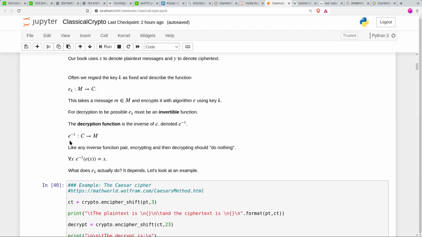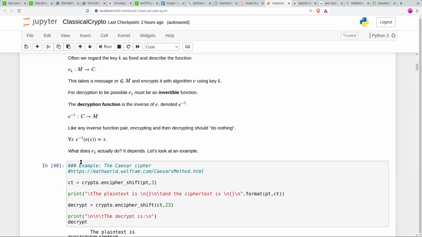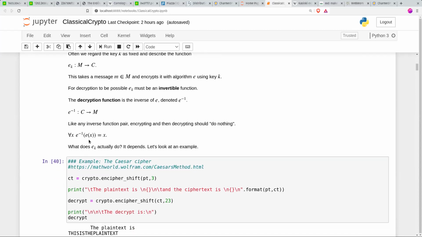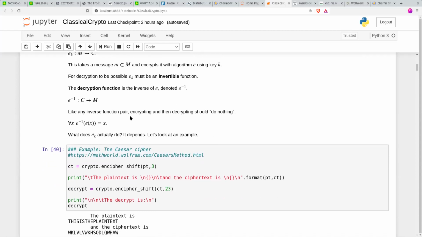So the inverse, I should have put a little subscript K here too. The decryption function is just the inverse of the encryption function. It goes from the ciphertext back to the message space. So if you take the decryption of the encryption, you should get the original plaintext back for any plaintext, right? So that's not surprising. And how does encryption actually work?